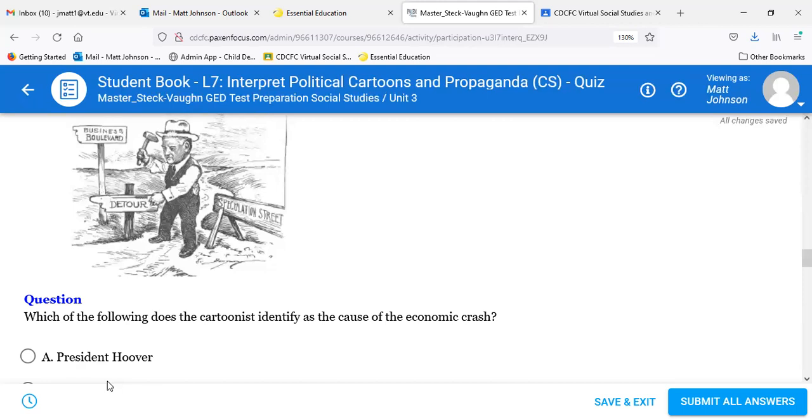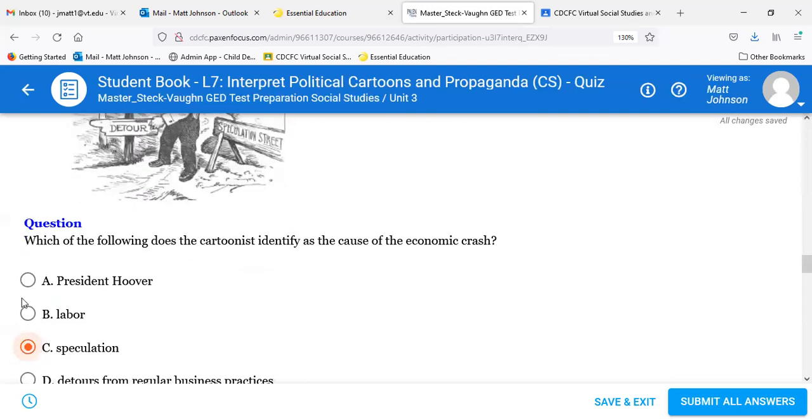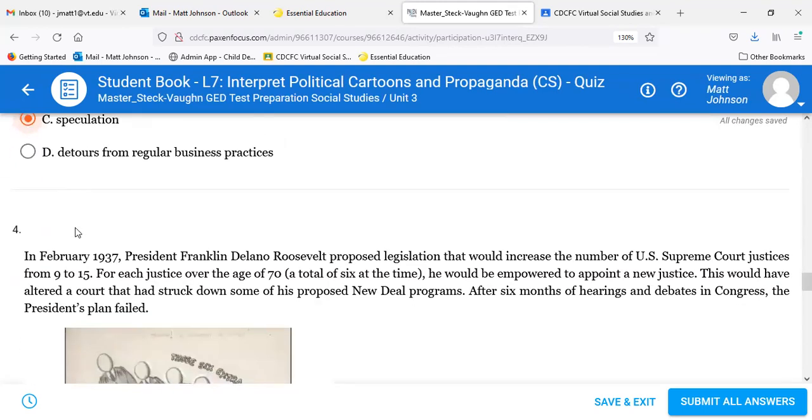So what the cartoon is pointing out, speculation street. Hoover's trying to route people away from speculating with some moderate regulation and things like that. But it wasn't until Roosevelt came along that we got a little more strict regulation on investing in the stock market, Wall Street. All right.